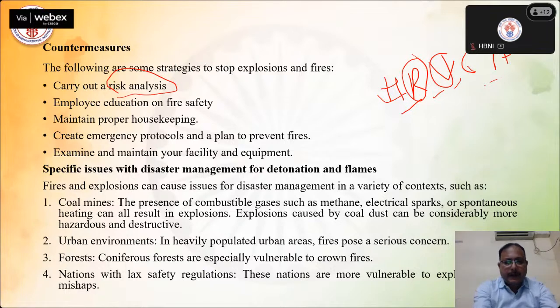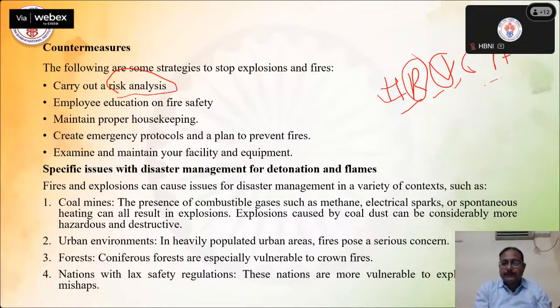The next part is nations with lax or low safety regulations. These nations are more vulnerable to explosion-related mishaps because they don't have provisions. You all remember, and we are regularly following this up, the Bhopal gas disaster. You know very well about the Bhopal gas disaster. What happened in that? There were no proper protocols. After Bhopal only, we got the concept of the MSIHC 1989 rules, that is, manufacture, storage, and import of hazardous chemicals. So the hazard took place, and then we got to know there was a big mishap and now we have to do something, and you can easily understand how many people got affected in that Bhopal disaster.